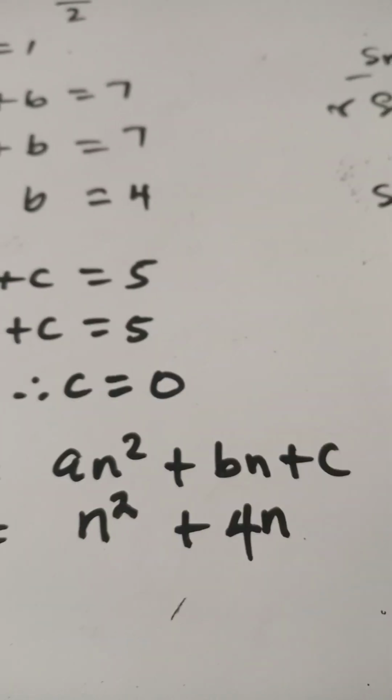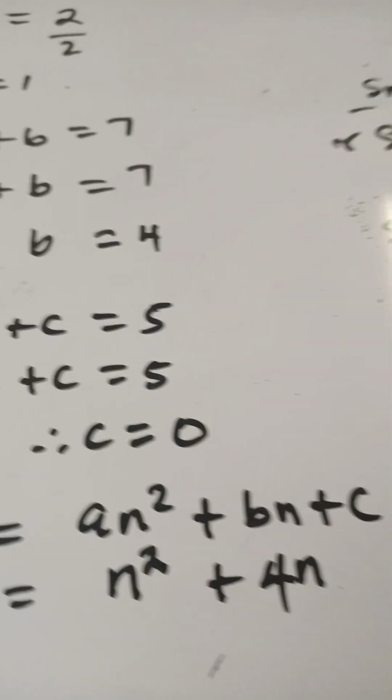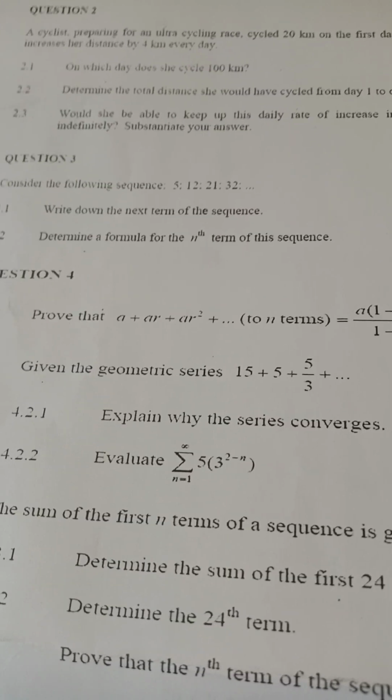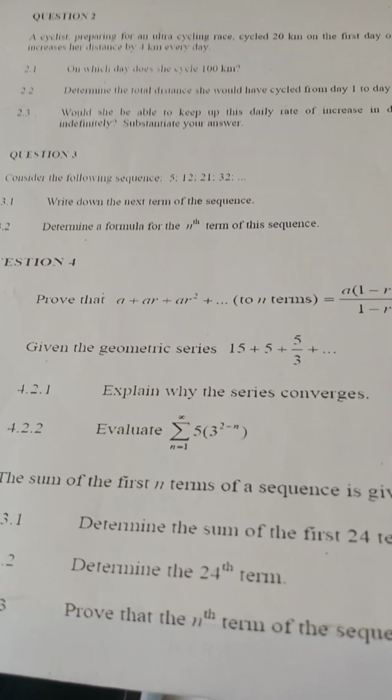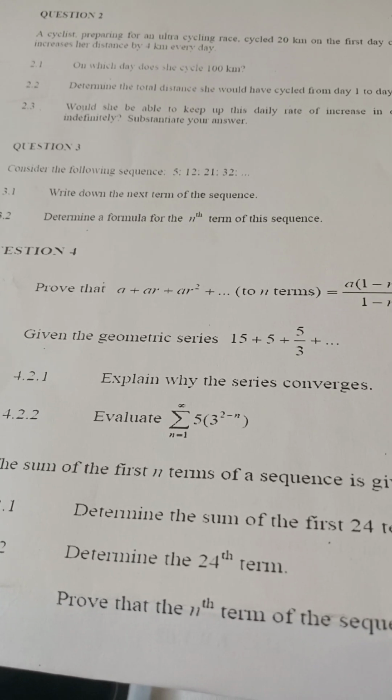Okay, guys, continuation of the question. Question 3.1 says we must consider the following sequence: 5, 12, 21, and 32. Then the question says write down the next term of the sequence.